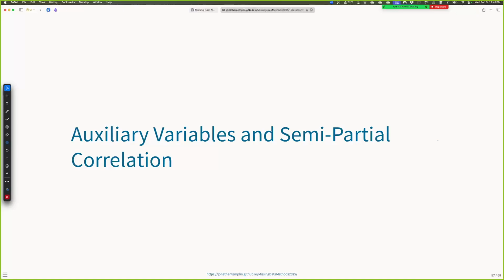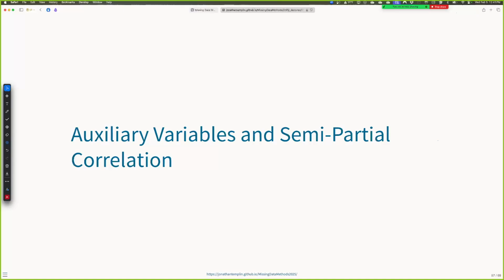But it turns out we may have other variables in our data set that relate to the missing data in X or Y itself. Because of that, those auxiliary variables will help us achieve a better estimate of our model parameters with the missing data under the assumption of missing at random. So auxiliary variables, an important concept.